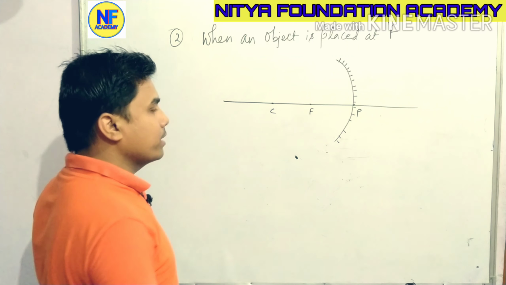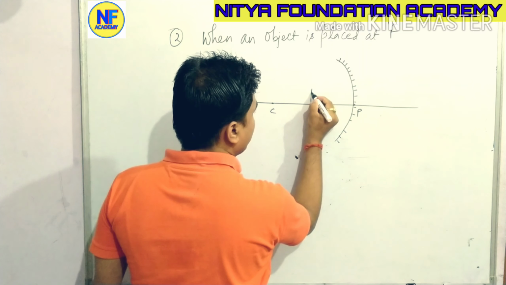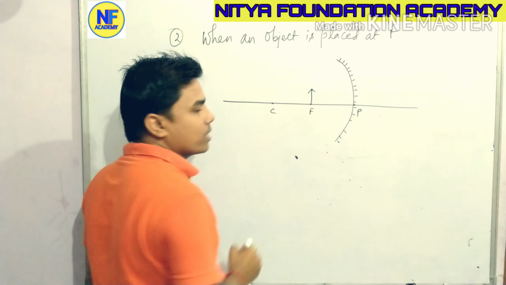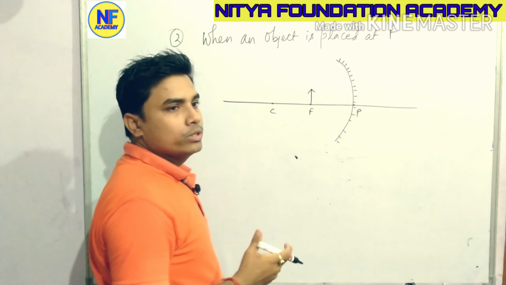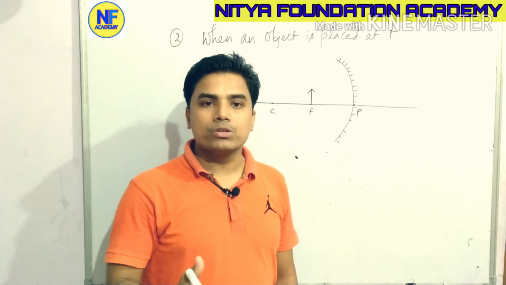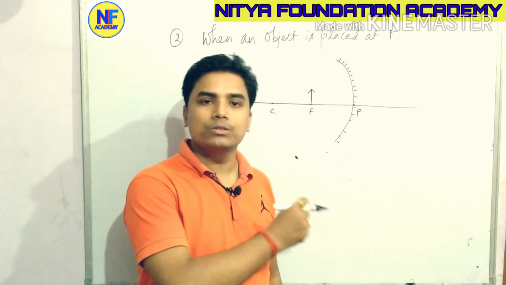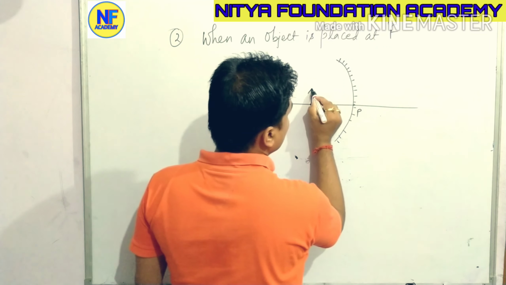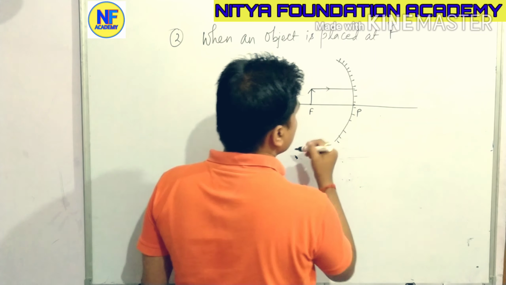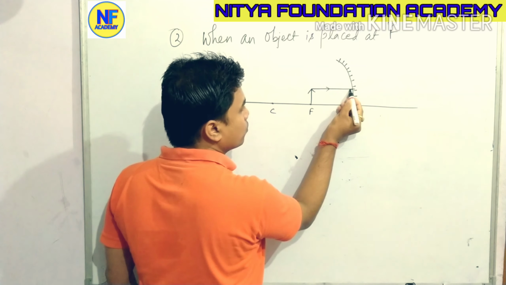Now, what I said is that when an object is placed at focus, so I just put a mark here that it is an object. It is an object which is placed at focus. According to the rule of image formation in a concave mirror, we have understood that when an incident ray comes parallel to the principal axis, it will move through the focus. So this is a ray which is parallel to this principal axis. After reflection, it moves through focus.